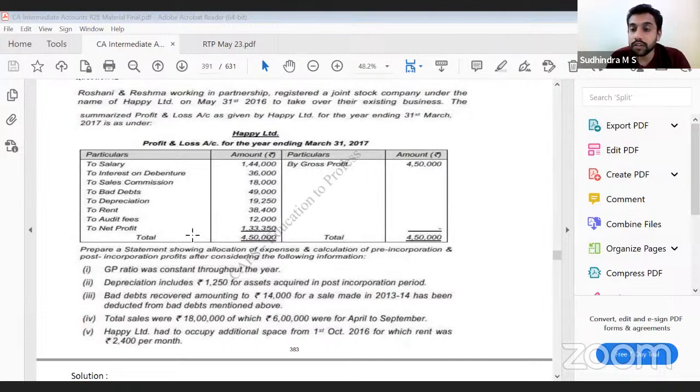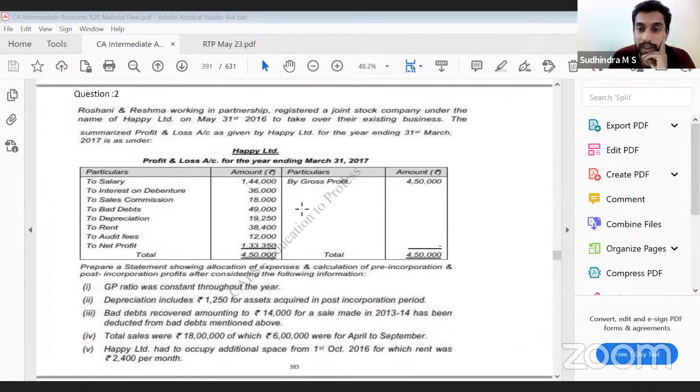GP ratio was constant throughout the year. Depreciation includes 1250 for assets acquired in post-incorporation period. Bad debts recovered amounting to 14,000 for a sale made in 2013-14 had been deducted from bad debts mentioned above. Total sales were 18 lakh rupees, of which 6 lakh were for April to September. Happy Limited had to occupy additional space from 1st of October 2016, for which rent was 2,400 per month. These adjustments we have already discussed in the class. First, we'll go with the same approach.